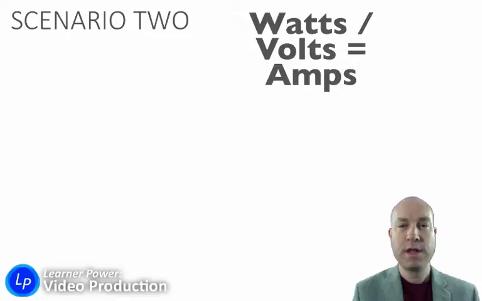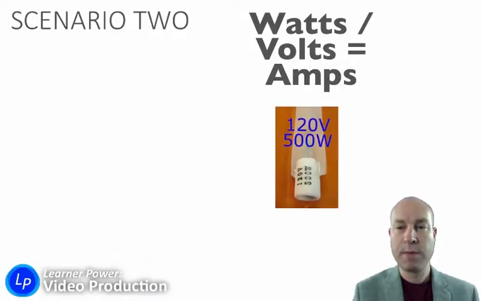Scenario 2. This time, always remembering that watts divided by volts equals amps, look at our bulb. This one is a 500 watt bulb. And I turned this one sideways because when you're looking at bulbs, you often find yourself peering into small spaces and seeing things upside down and sideways. And with tiny print, get used to it, video light designers.